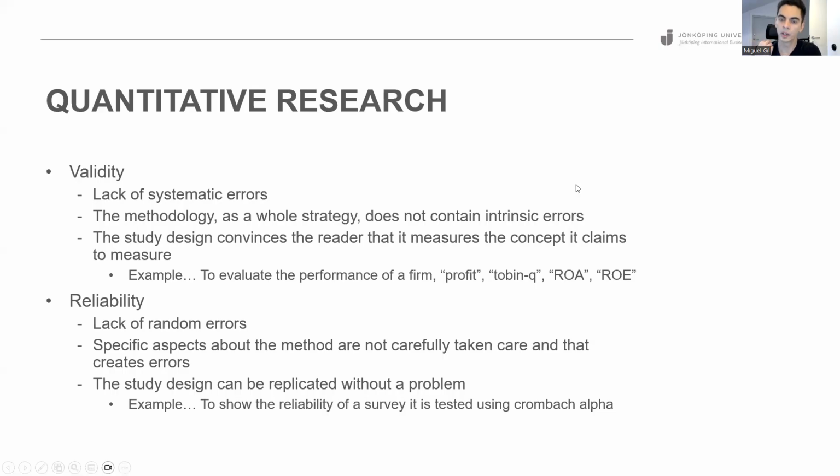Okay, so we will start with quantitative research, and this is a quick and brief introduction to validity and reliability. We're going to go into detail later on. But validity in quantitative research can also be translated to showing that there are no systematic errors in the methodology. So we want to show that our whole design doesn't have a core mistake.